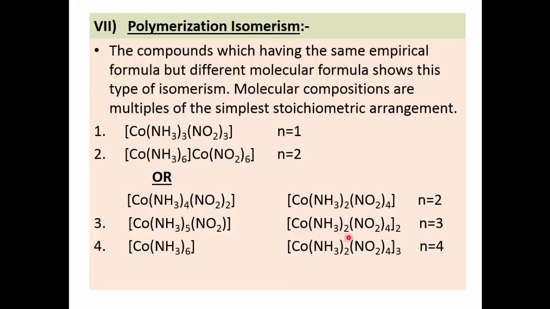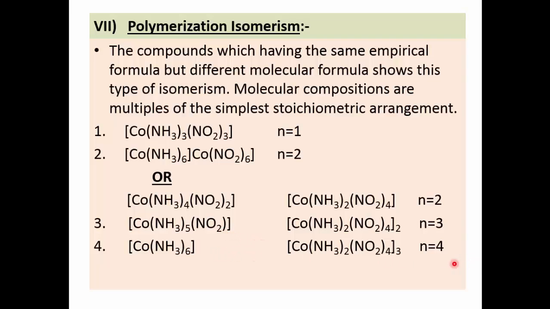And see, these are 2 into 2, that means 4. So 4 and 5, 9. N is equal to 3. Here NO2 is 1, but NO2 are 4. 4 into 2, 8. 8 and 1, it becomes 9. So in this way, it is multiples of stoichiometric arrangement, and therefore such isomerism is called as polymerization isomerism.